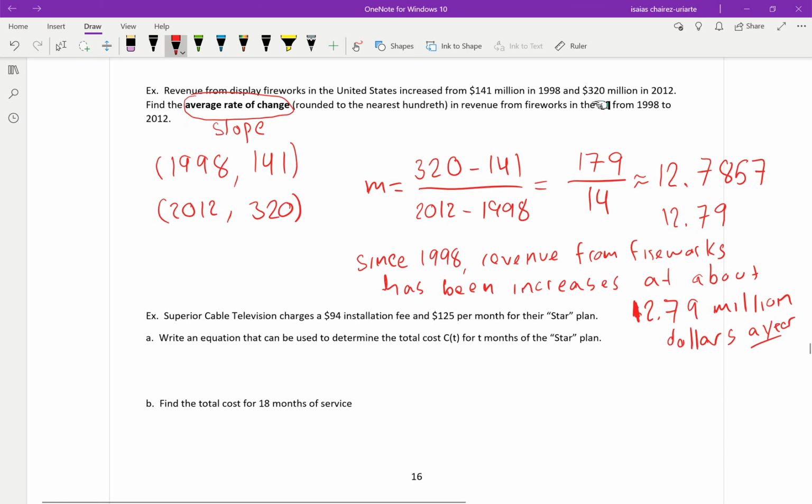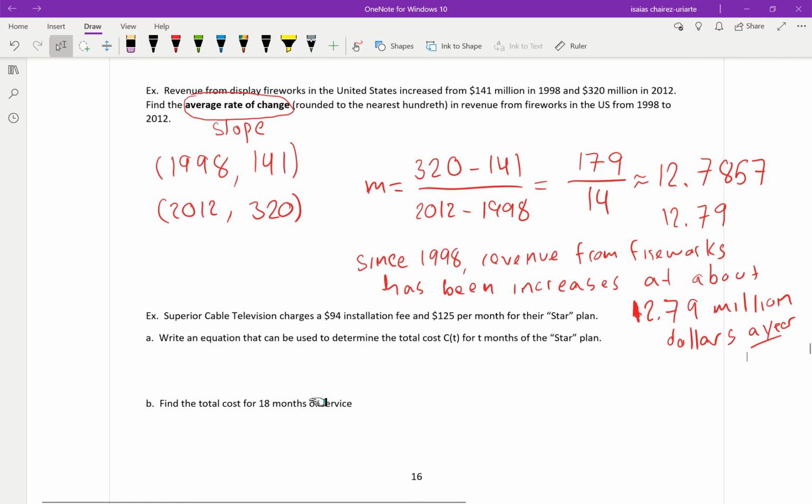Last exercise. So some cable television company charges $95 for installation, and then they charge you $125 per month for their star plan. Okay, so we want to write an equation that can be used to determine the total cost, and we're going to use function notation, C of t. So think about this notation right here. So the cost depends on time. The input for this function will be time, so t, and t is going to be measured in months.